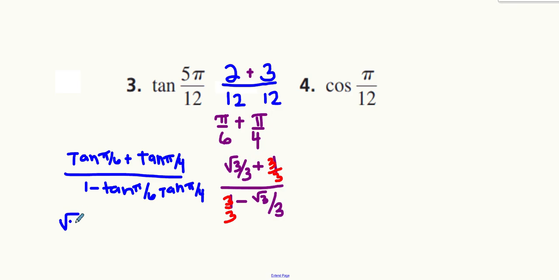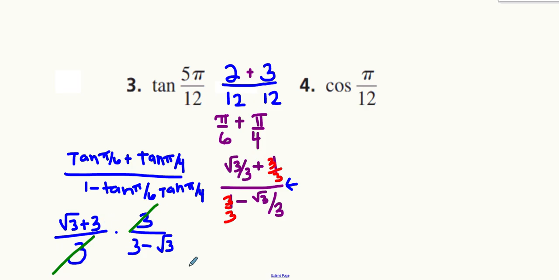Okay, so again, root 3 plus 3 over 3 on the top. On the bottom, I have 3 minus root 3 over 3. But remember, when we're dividing, what we're actually doing is multiplying by its reciprocal. All right, now this 3 can cancel with this 3. So now we have root 3 plus 3 over 3 minus root 3, which is not simplified.